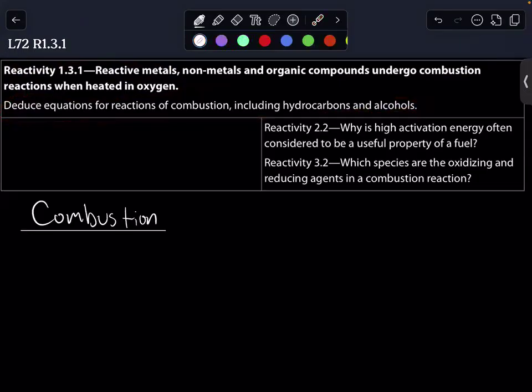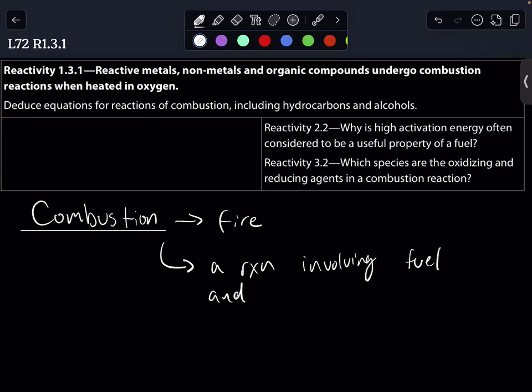So, combustion, what the heck is it? Most of us think about it as fire, which is mostly accurate most of the time, but really the more complete definition is a reaction involving fuel and O2, usually in the gaseous state, oxygen.